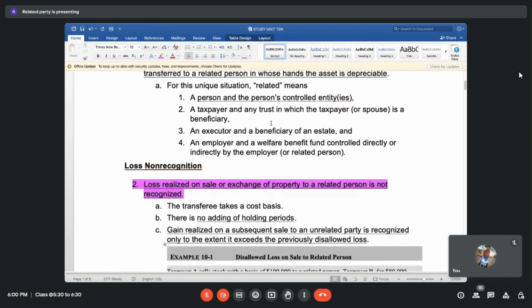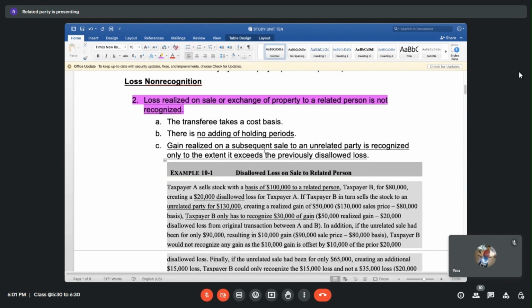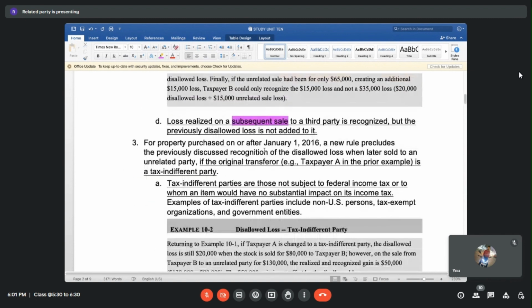But now what we are saying is, fine, this transaction is over. What happens subsequently if the person sells it to an unrelated party? Then how should we adjust our basis? What should we do with our other losses which were never allowed? So this is what IRS has given these kinds of rules. Any questions? Is that clear?